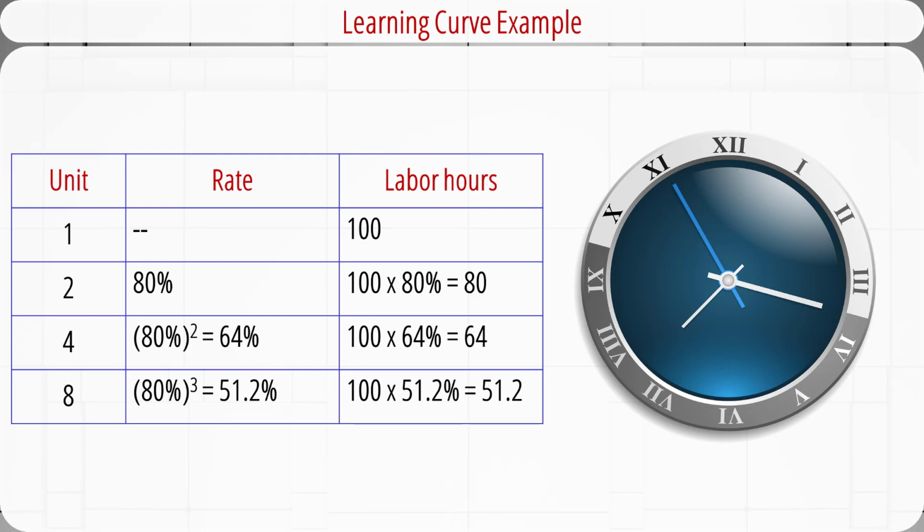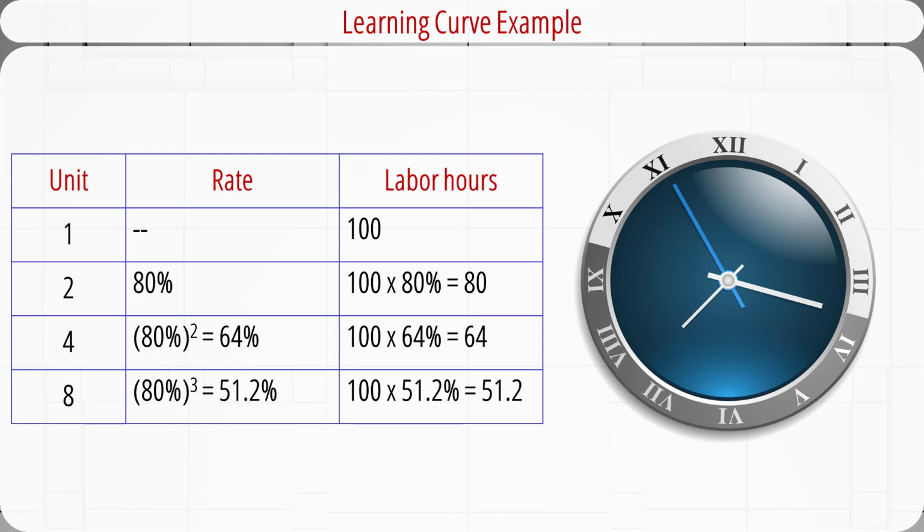For the first unit, we know that it will consume 100 labor hours. For the second unit, because the quantity doubles from 1 to 2, we only need 80% of the time of the first unit. That is 100 hours times 80%, and we get 80 hours. For the fourth unit, the quantity doubles again from 2 to 4. We only need 80% of the time of the second unit. That is 80% to the power of 2. And we need 64 labor hours to produce the fourth unit.